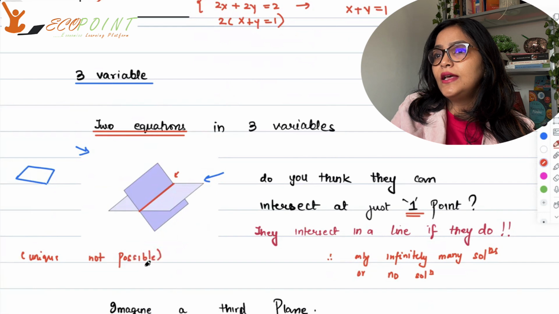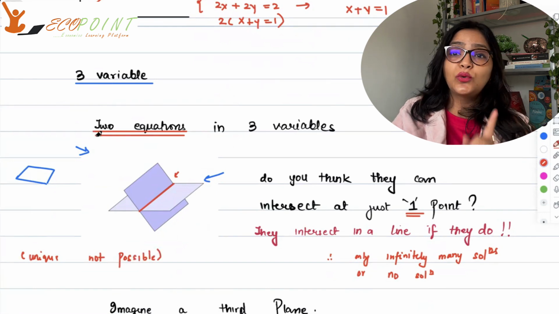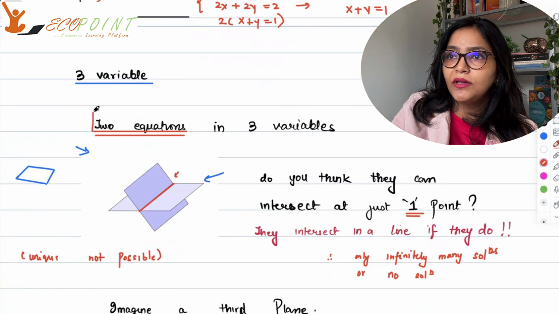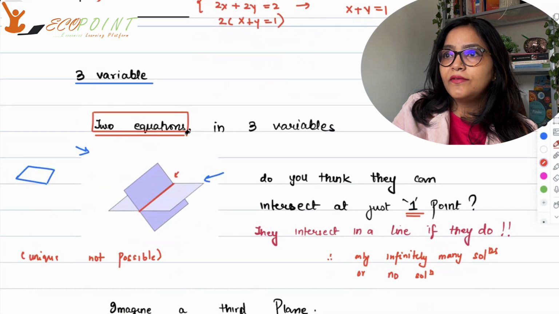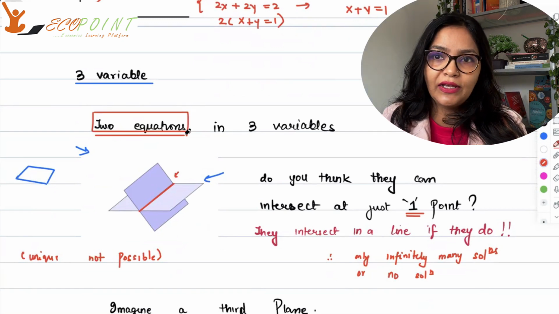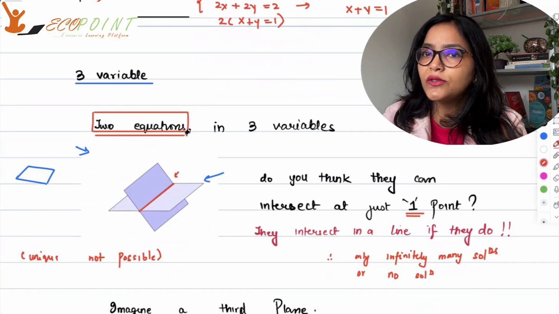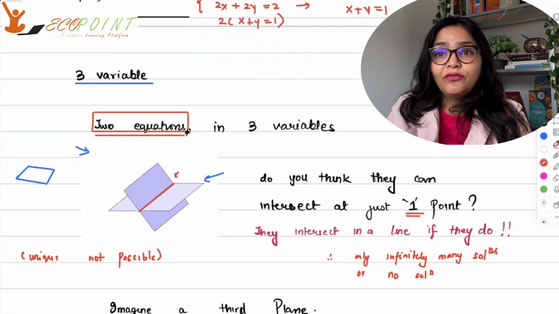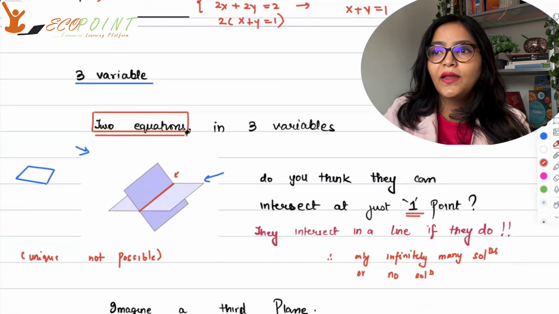But what is the scenario? When I have just taken two equations, time and again I'm emphasizing the fact that I've taken two equations in three variables, then you can't have a unique solution. But what if I have three equations in three variables?